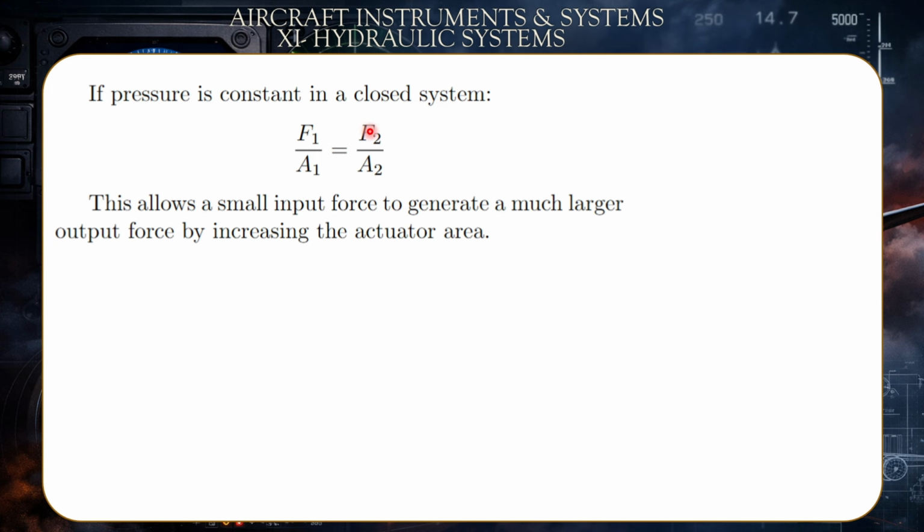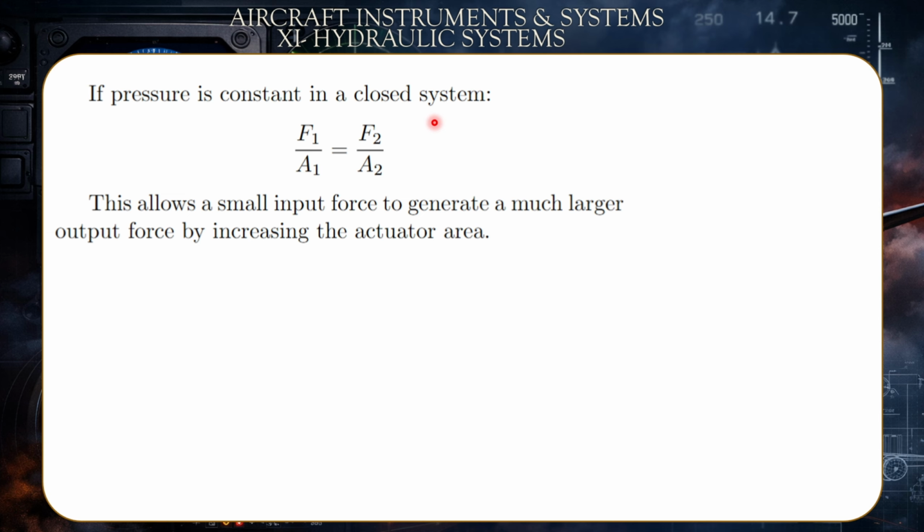If pressure is constant in a closed system, such that F1 divided by A1 is equal to F2 divided by A2, this allows a small input force to generate a much larger output force by increasing the actuator area. In other words, you would have the force being applied by the pilot, for example, during the steering of the rudder. That force would go into a smaller area. When it goes to a smaller area, this force increases. Why? Because it's being constricted, since the pressure is constant throughout the pipe.